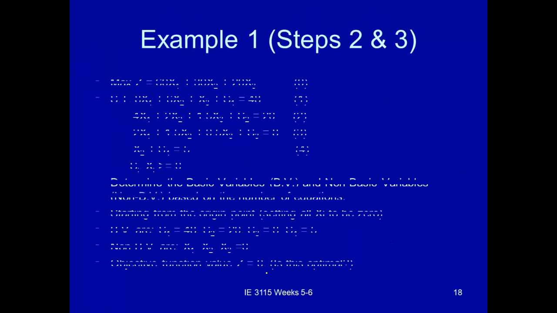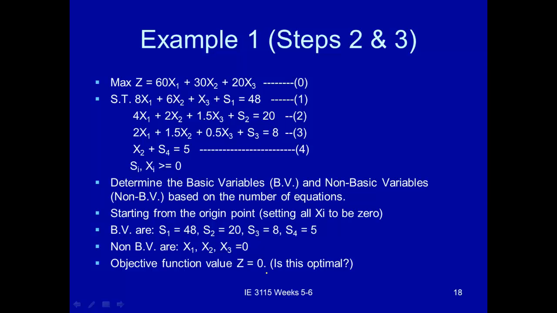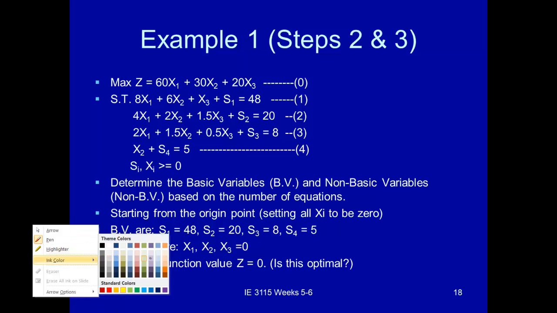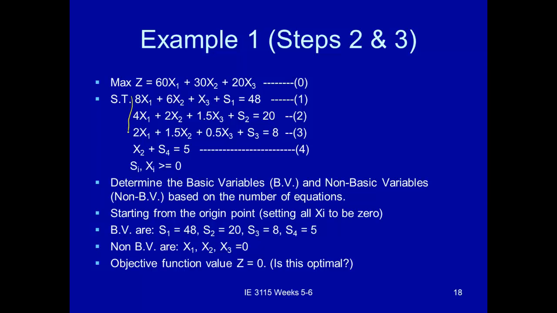Then the next step, since we now have, how many? 1, 2, 3, 4, okay. We have 4 equations, okay? And how many variables do we have? 6. We have 3 x's, right? And 4 s's. Okay, so we have 7 variables and 4 equations.